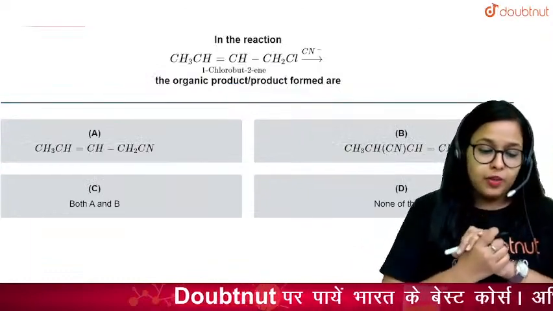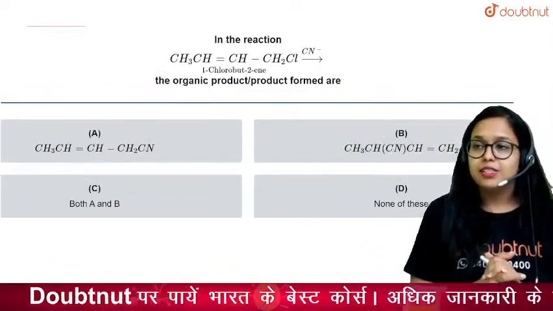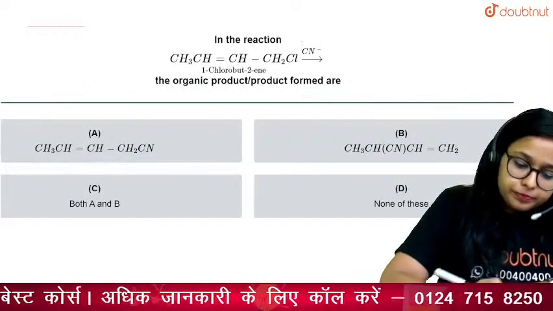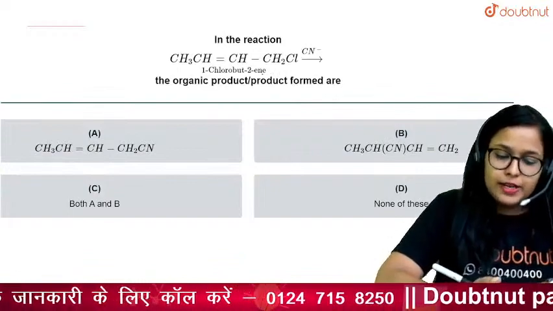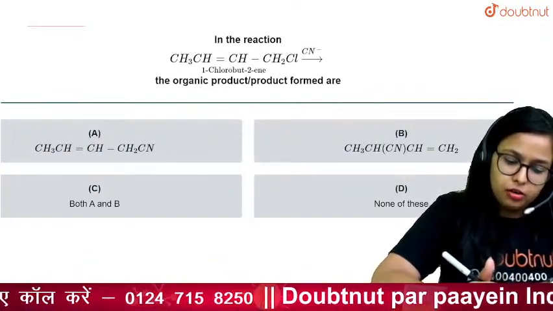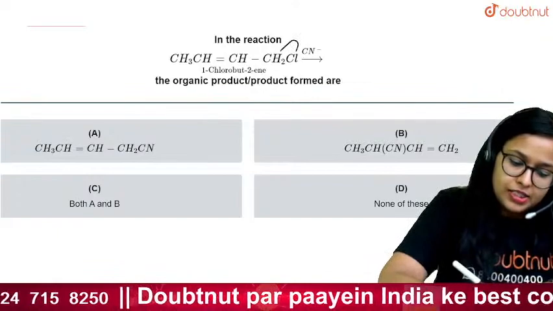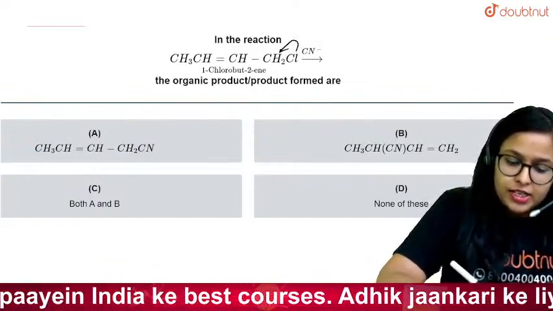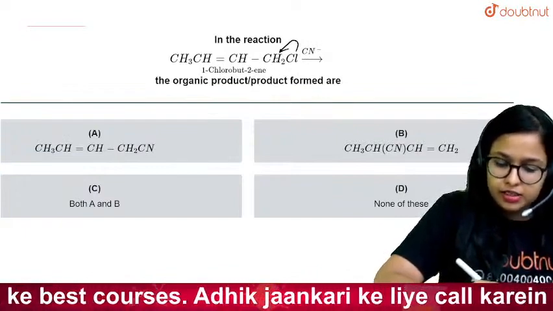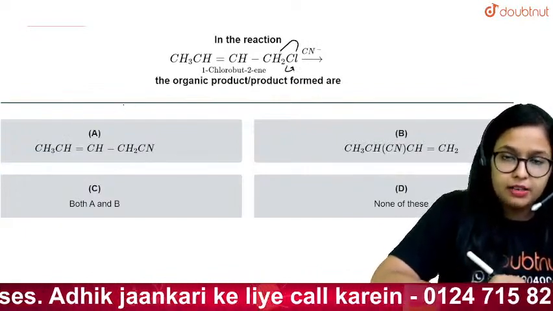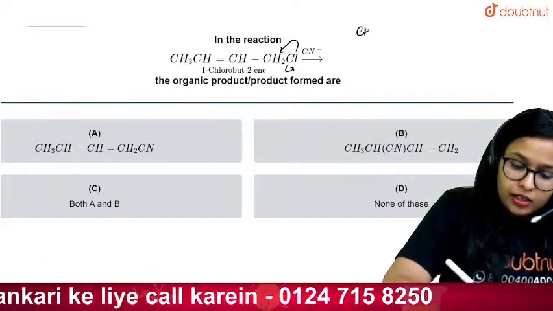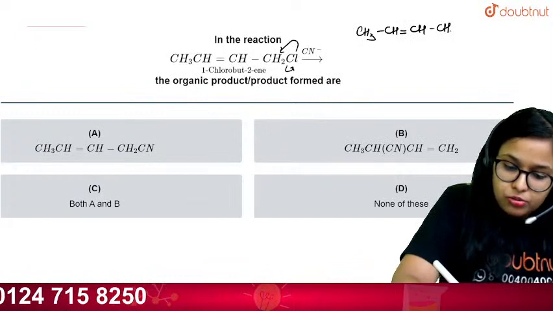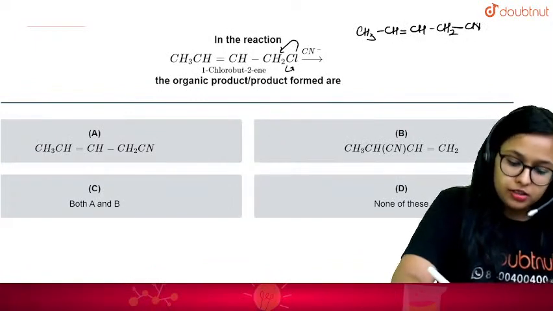Now, if you react this species with cyanide ion, see what all products are possible. It is just like the CN minus can attack this carbon and remove Cl minus. The product formed is CH3CH double bond CH CH2, and instead of Cl you have cyanide. So this is the product.